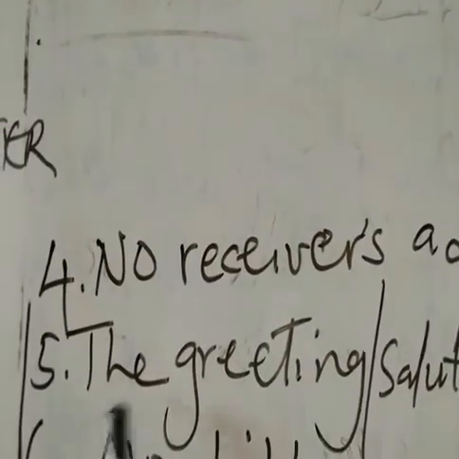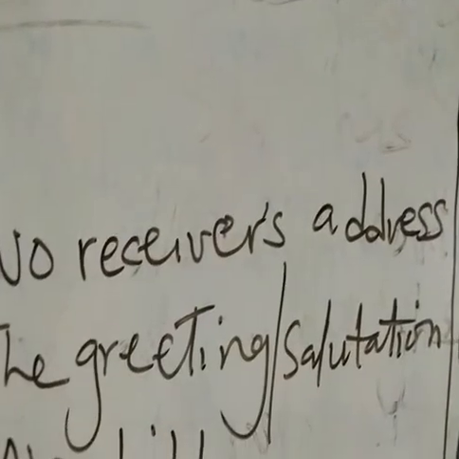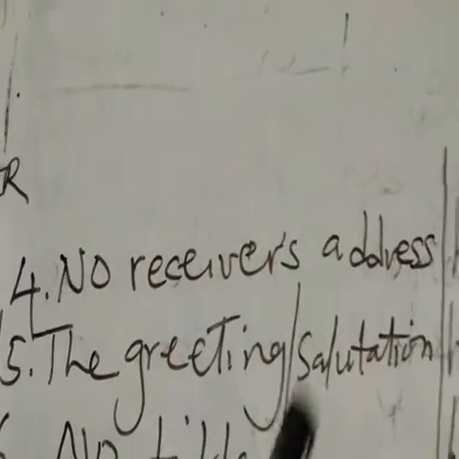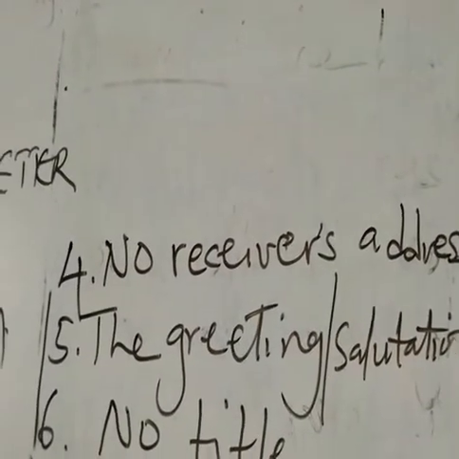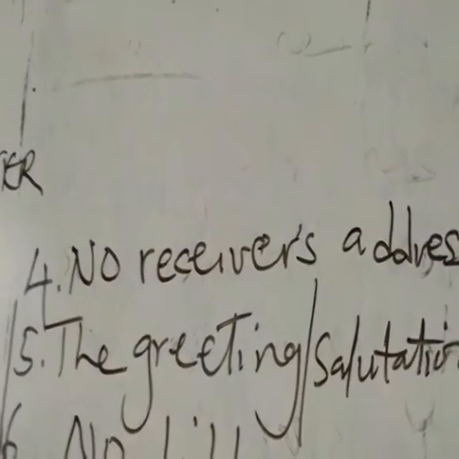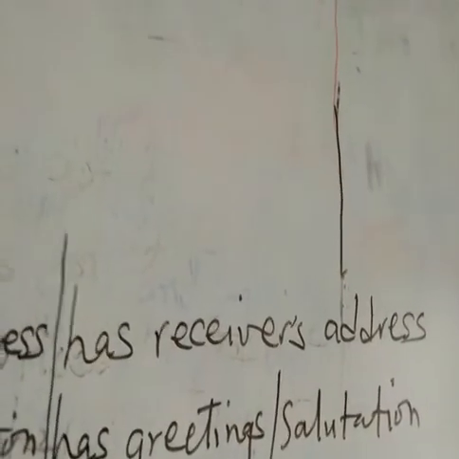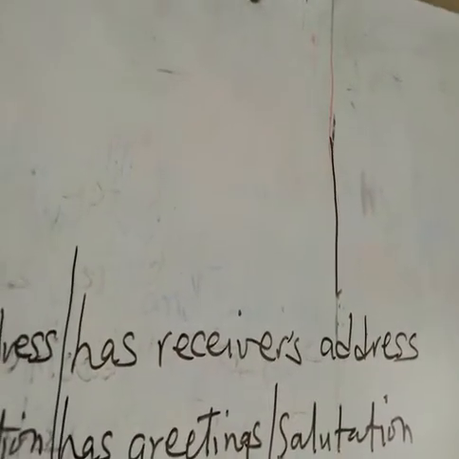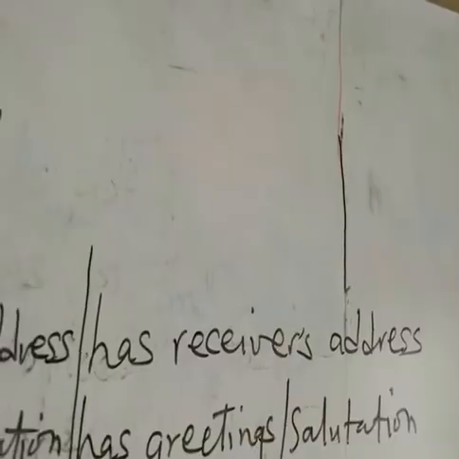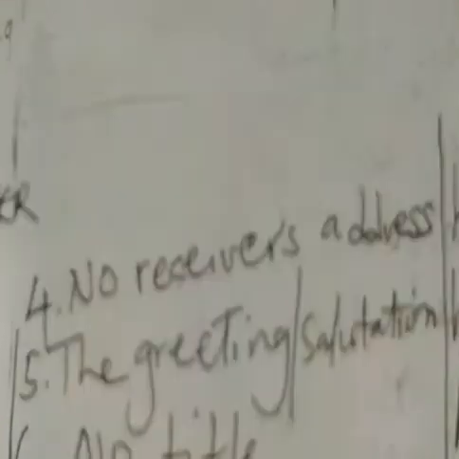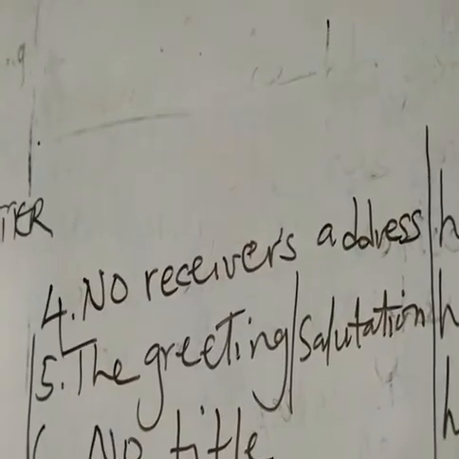The fourth one, no receiver's address. Remember, in an informal letter you are writing to a close relative. It has no receiver's address. It's only your own address you write. Then you go further to write the greetings. Whereas formal letters have the receiver's address. Receiver's address is the address of the person you are writing the letter to. You must know the person's address so that they will find it. It's an official letter. The fifth feature, the greetings or salutation, is required in formal letters.